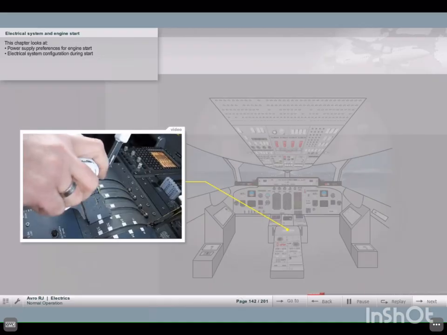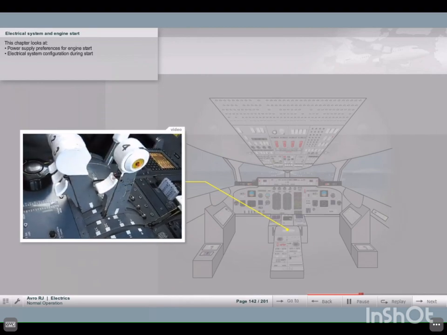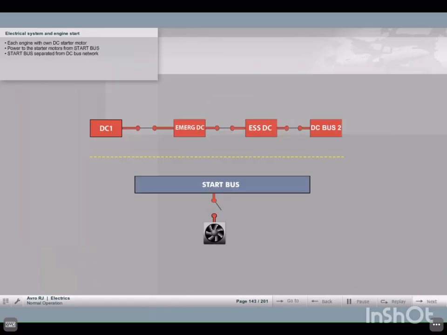This chapter does not look at the start process itself, but at the changes made to the electrical system to support engine start. We will look at the preferences for power supplies first, and then at the configurations of the electrical system during start. Each engine has its own DC starter motor powered by the start bus. Note that the start bus is separated from the main DC bus bar network.